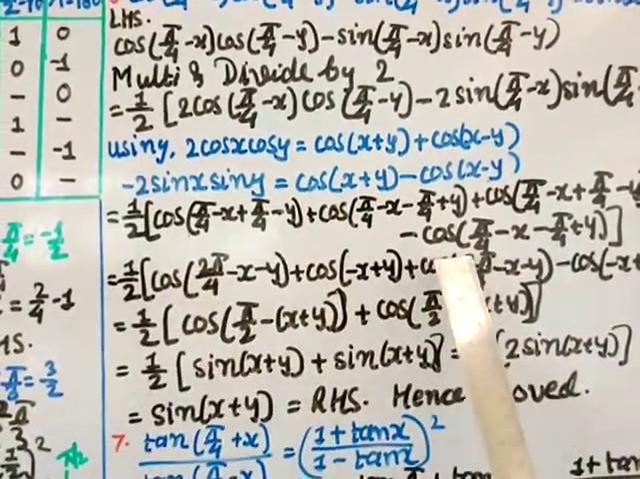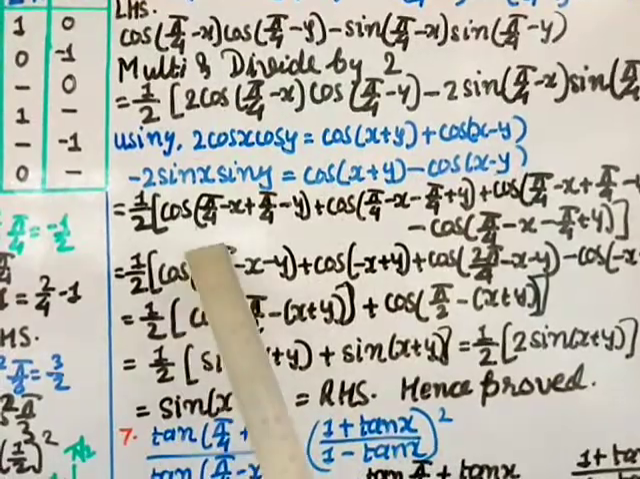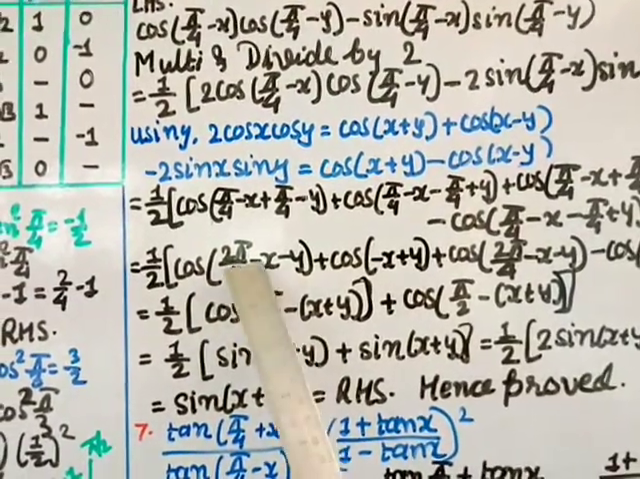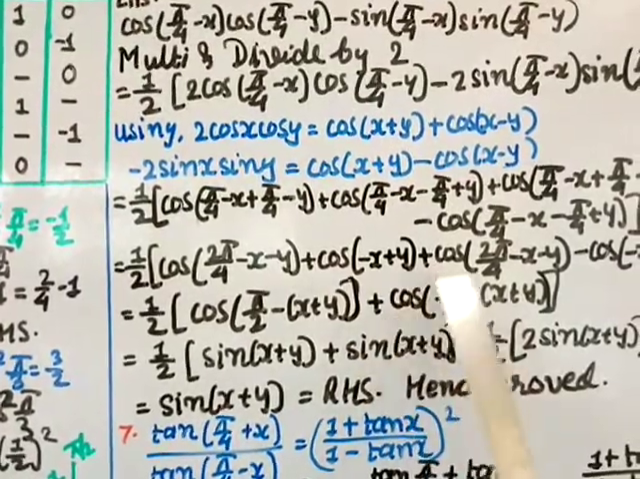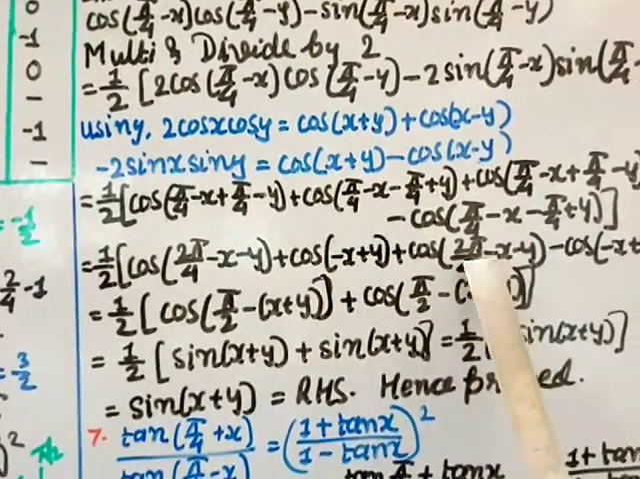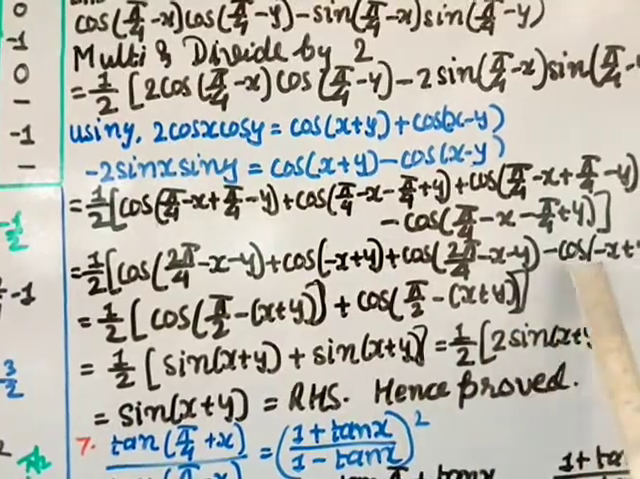Here the 2 you can cut, here the 2 you can cut. So you get here cos, when you cut by 2, pi by 2, and taking minus common, minus x plus y. Plus this already cut, so plus cos, here also you can cut, so you get pi by 2, take minus common, so minus x plus y, and this is already cut.